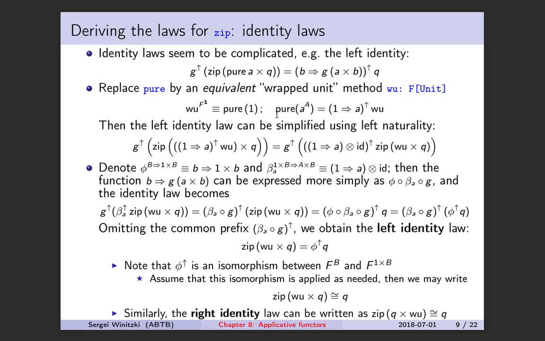Identity law is also derived more easily if we use a method that I call wrapped unit, which is a value of type f of unit, and I show its equivalence to having the pure method. And this significantly simplifies formulations of the identity laws. I show these formulations become like this, where we introduce another implicit isomorphism that we use at any time, which is called phi. Phi is an isomorphism that introduces a unit value into a tuple.